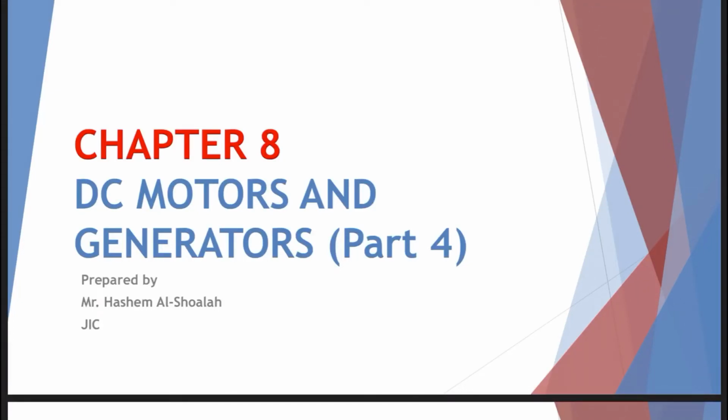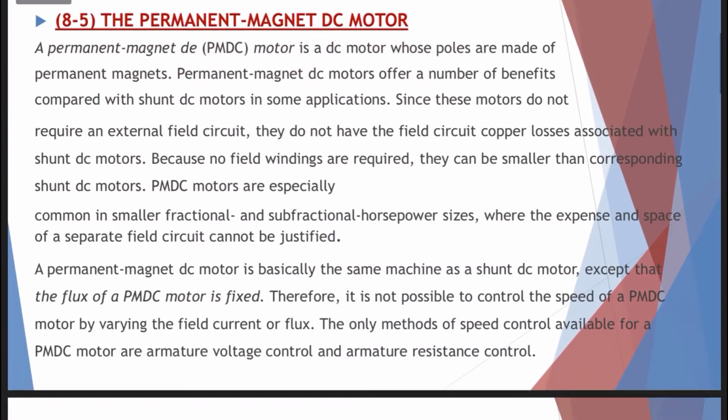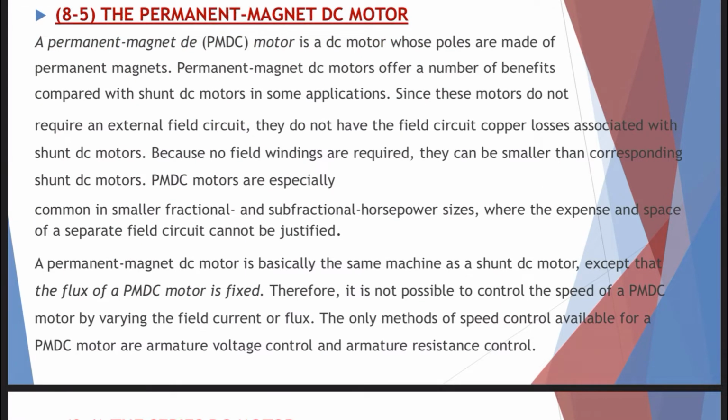Hello my students. We're going to continue in the same chapter, chapter 8, which is DC motors and generators, part 4. We'll start with a new section, section 8-5, the permanent magnet DC motor. For this type, we'll just take information and define this type without solving any examples.